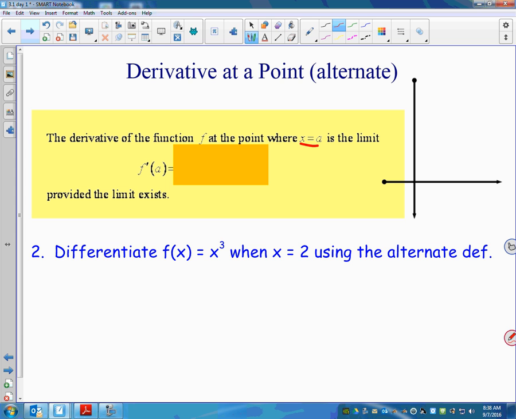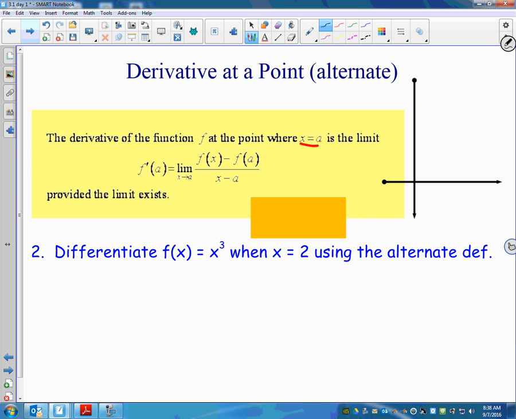But if I have the derivative at a point, instead of taking the limit as h approaches 0, I can take the limit as x approaches a, and I can just take f of x minus f of a over x minus a. And it just makes things a little bit easier sometimes. And it only works if you have a specific point. So, let me see if I can write you a problem.